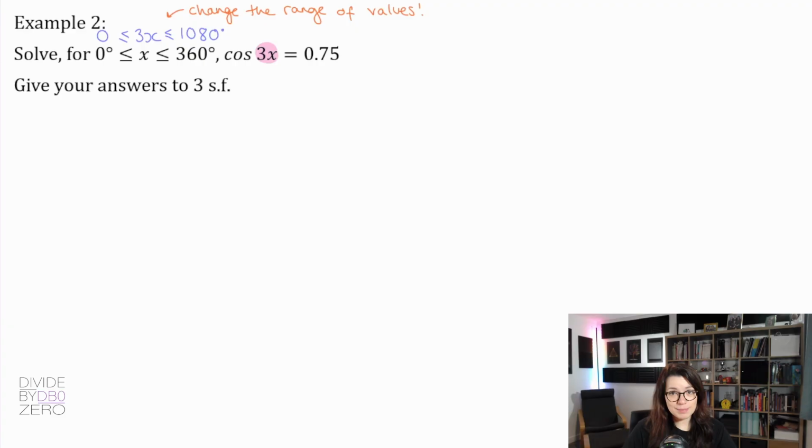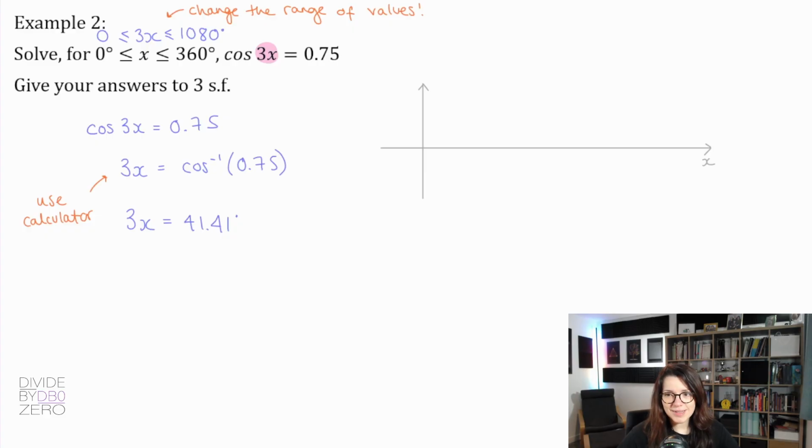Then we're going to do a really similar method to the previous example, starting with cos 3x equals 0.75. To find the first answer, I'm going to use my calculator, and that gives 3x equals 41.41. Now we're working with 3x, and when we changed the range, it told us that 3x had to be between 0 and 1080. So our sketch also has to reflect that.